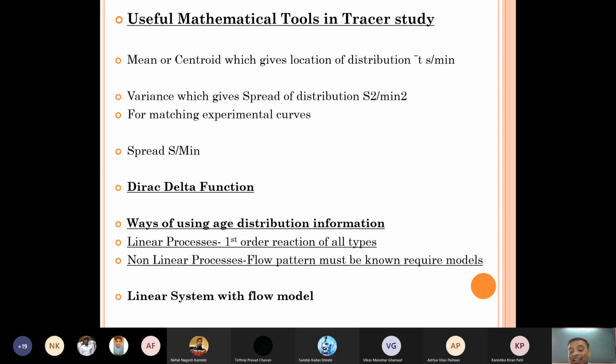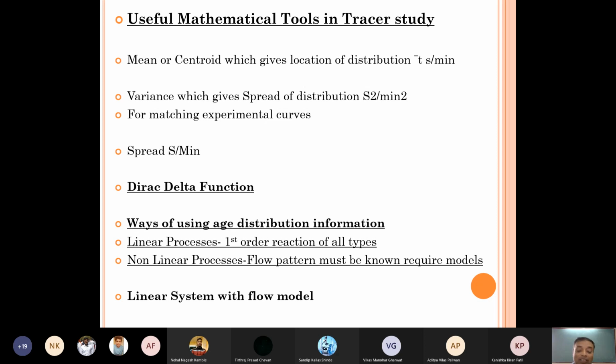All first order reactions are linear in nature, because what is the equation of a first order reaction? Minus rA is equal to k into CA. So the rate of reaction is proportional to concentration. Every reaction, whether it is a parallel reaction, series reaction, reversible reaction or irreversible reaction, if it is first order, is known as a linear process.